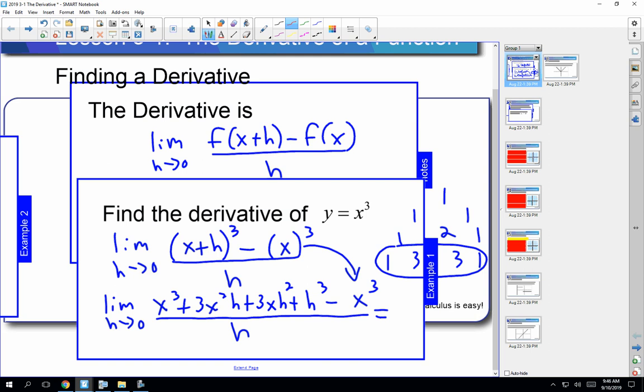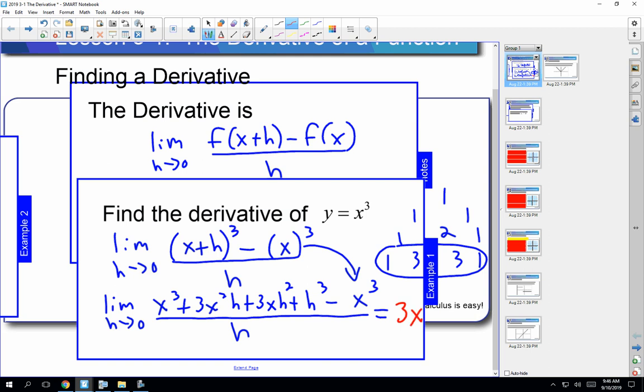Hoping we can see here what's happening: one of the h's cancels out, but each of the other terms still has an h in it. Any of the terms with h's in it go away, right? When I apply the limit as h approaches 0, they're gone. So what's left? 3x squared is left. Okay, write that down here.